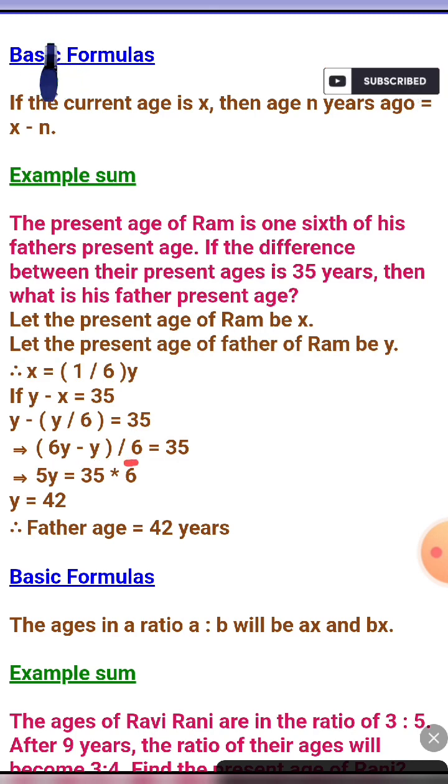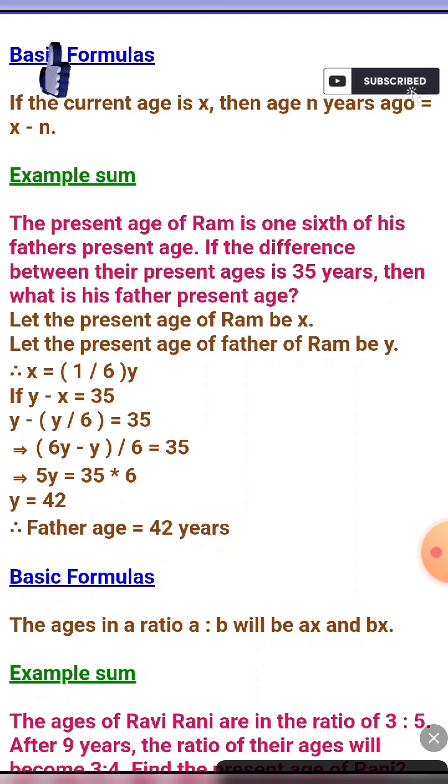(6 minus y) divided by (x plus 6) is equal to 35. Here, the 6 on the left side of the equal sign is division. We will take it to the right side, where it becomes multiplication. Now in the bracket, 6y minus y will be 5y.